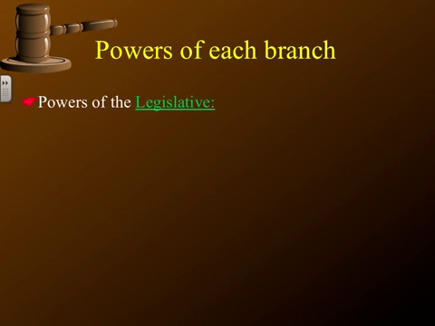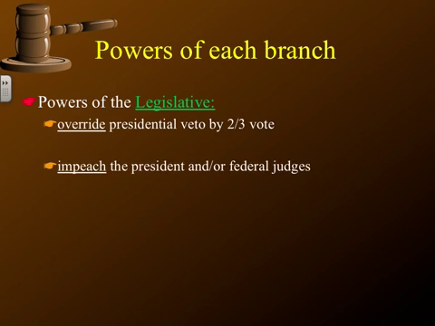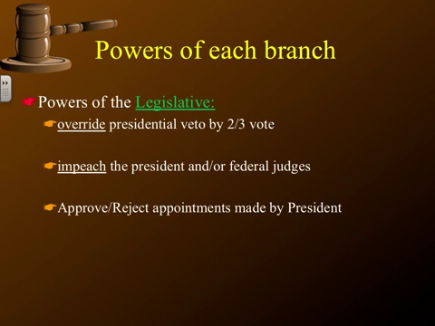So let's just talk about their separate powers. The legislative branch, and this is not limited to these powers. These are just the specific ones we are going to focus on in this presentation. The legislative branch can override the presidential veto by 2/3 vote. So if the president vetoes a bill that they pass, they can override it if they get 2/3 vote. The legislative can impeach the president if he is accused of wrongdoing. They can also impeach federal judges. And lastly, the legislative branch can approve or reject appointments that are made by the president.